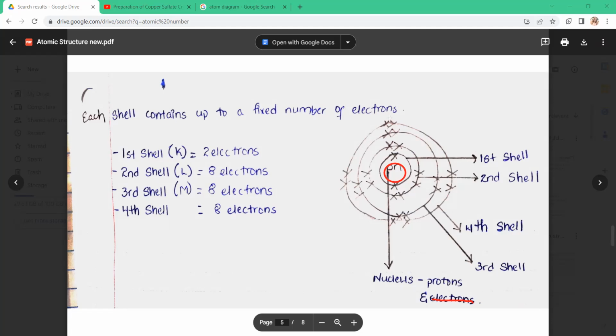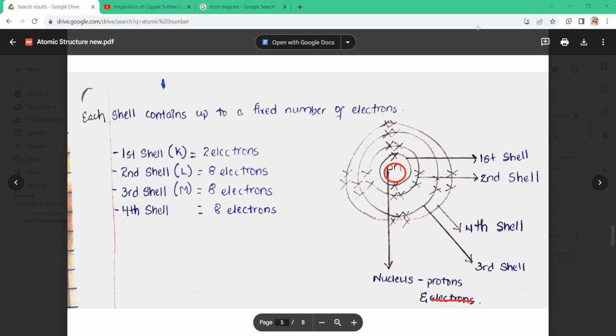Some people teach the 2, 8, 16, 32 model. You don't need to know that model for CXC. Let me not confuse your brain. Let's keep this as easy as possible. For Form 6, you would learn that the third and the fourth shell could actually hold more than 8. But for right now, you need to know the 2, 8, 8 model, not 2, 8, 16, 32. You don't need to know that yet. We're keeping it as simple as possible.